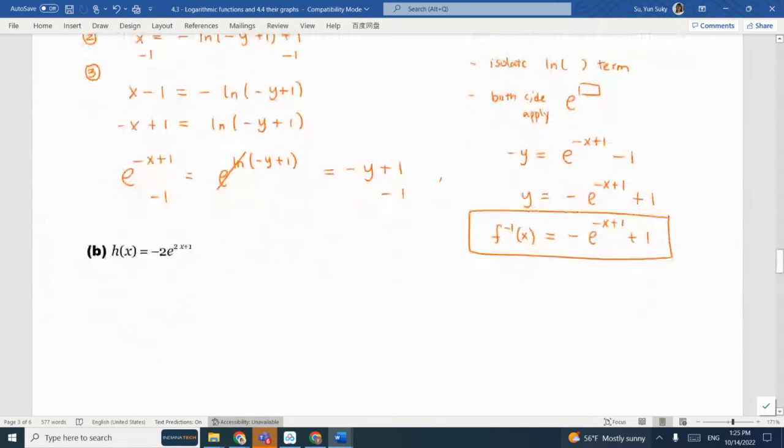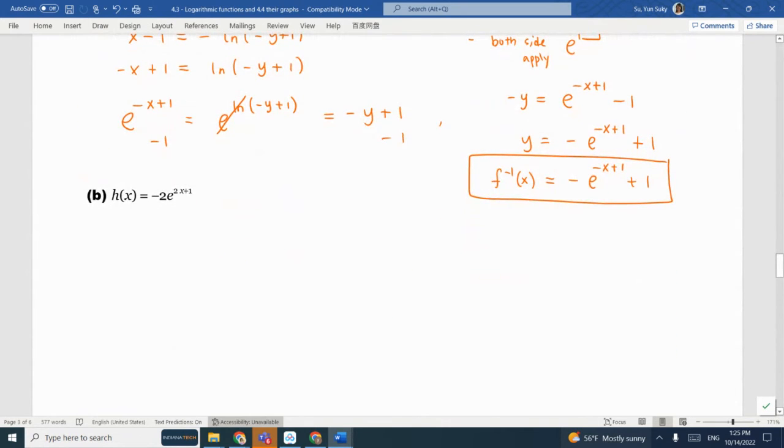Part B. So part B, do the similar steps. We have y equals negative 2 e to the 2x plus 1.